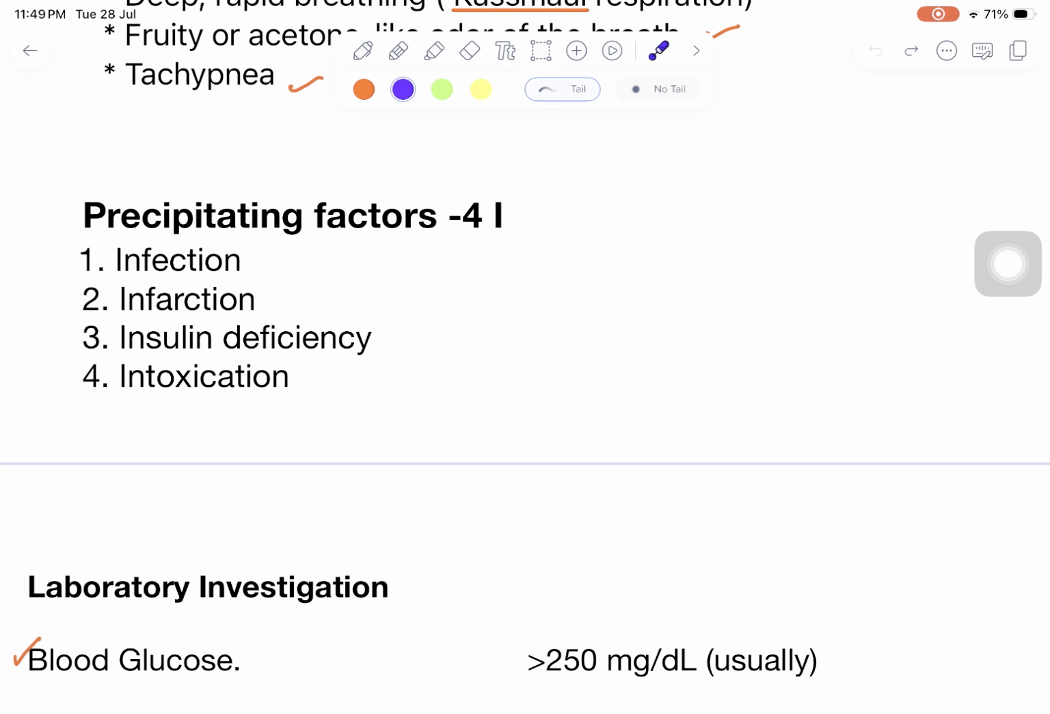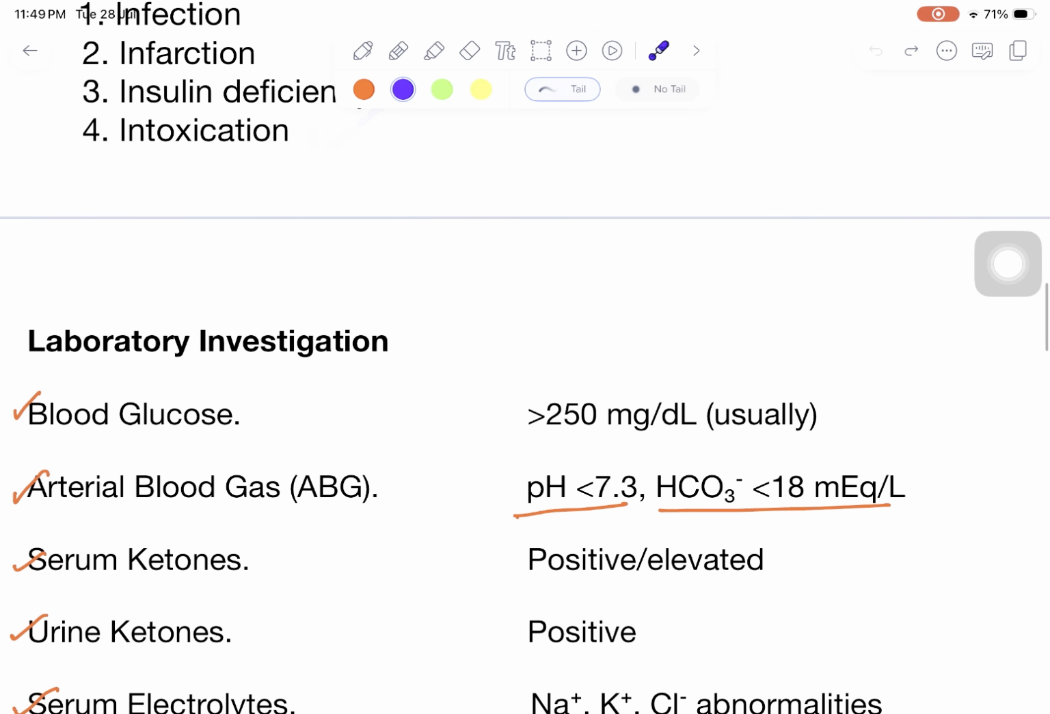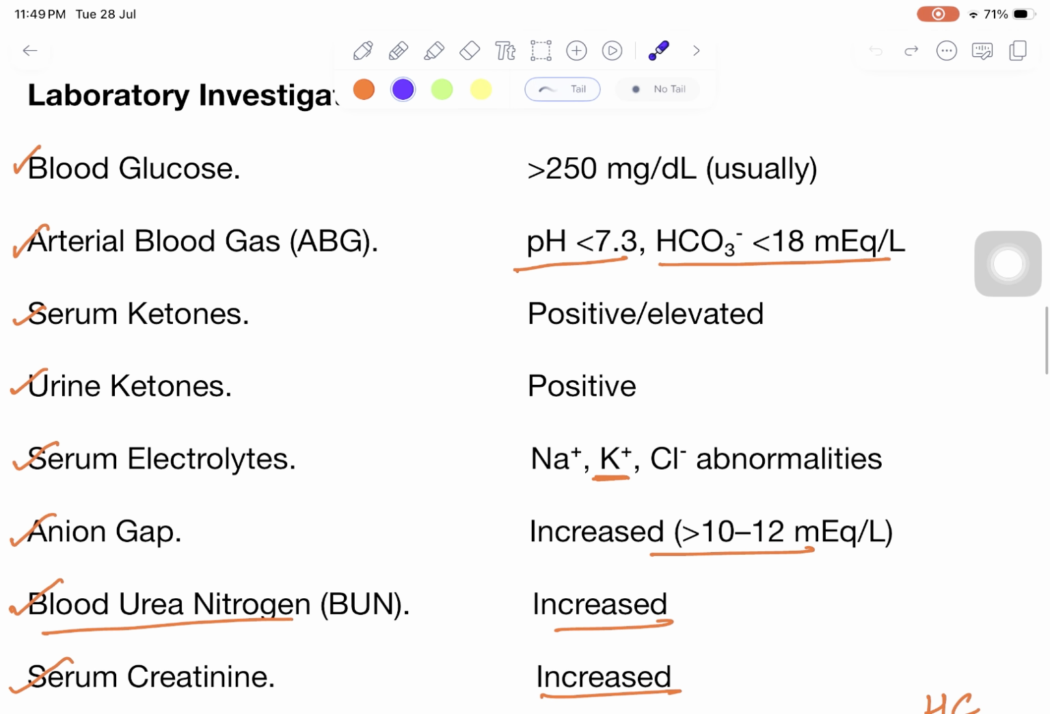Then you have to remember the 4 I's, that is infection, any sepsis, then you have any UTI, then infarction, MI, cerebral, then patient has not taken the insulin, then intoxication due to cocaine.